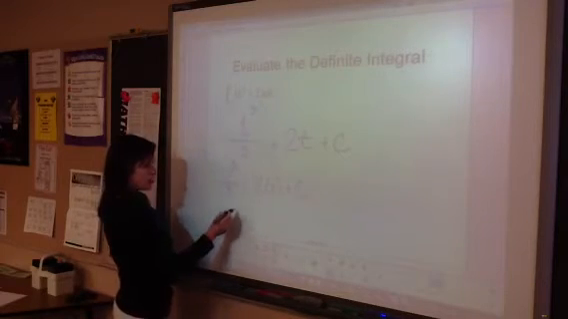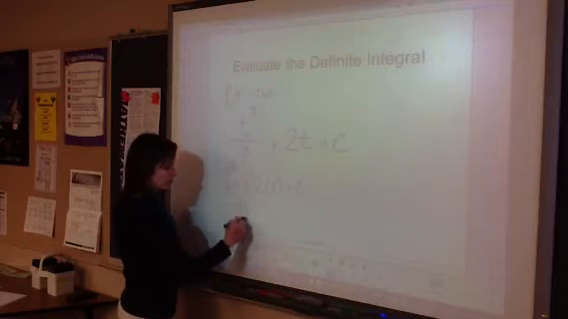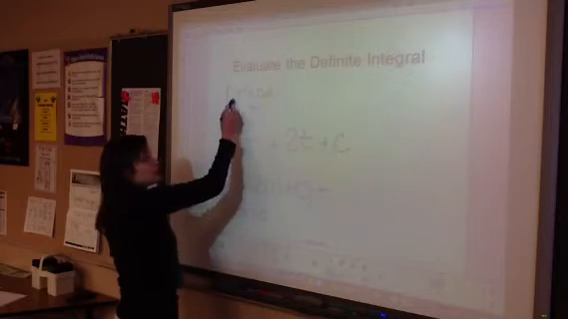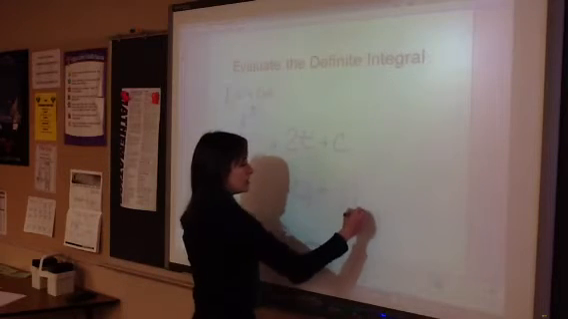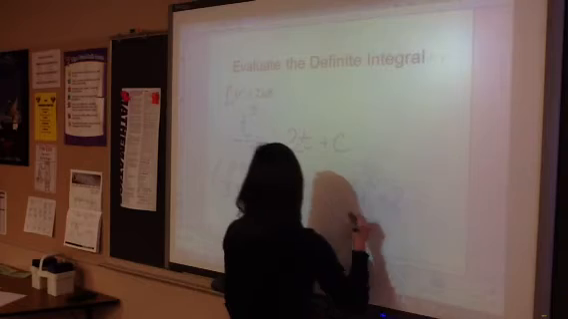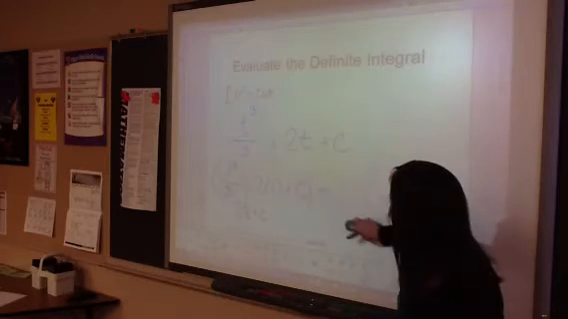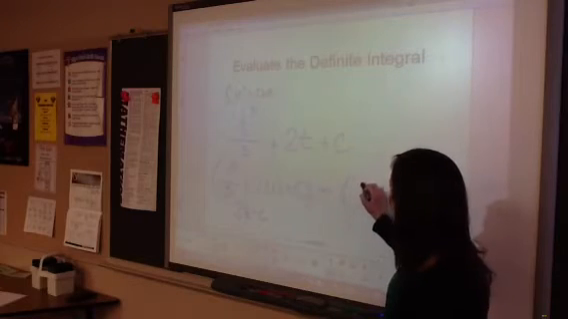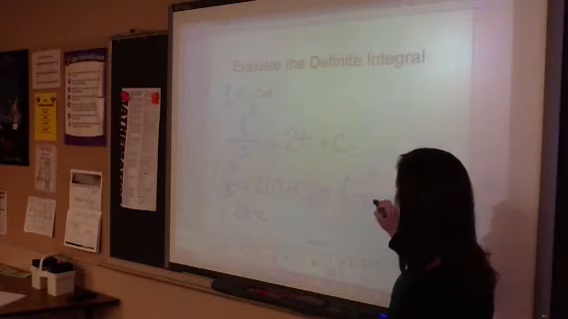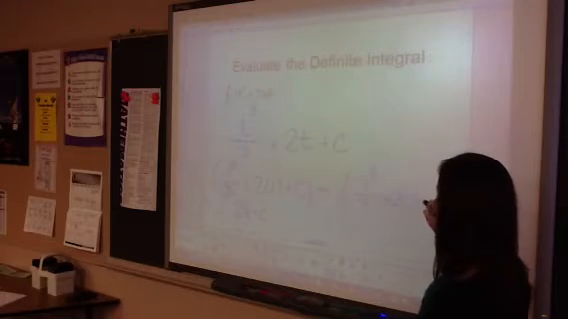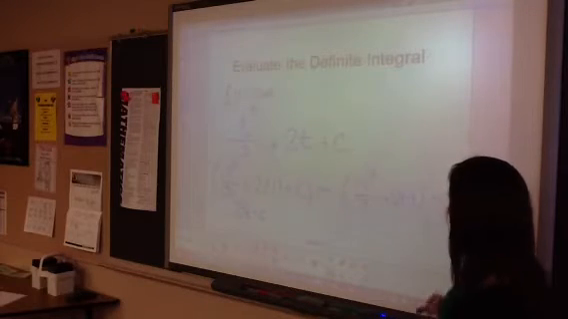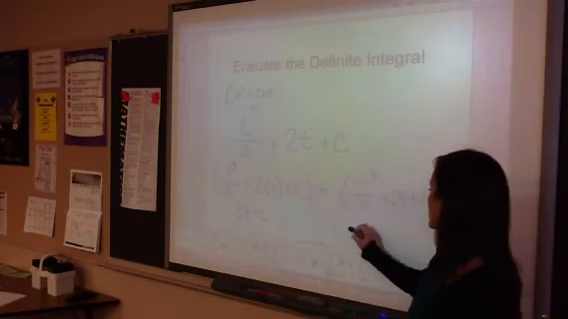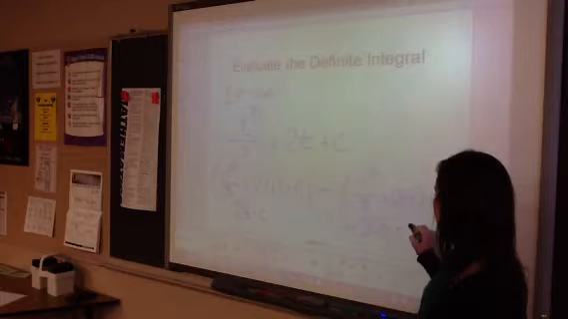And you get 1/3 plus 2, so 2 and 1/3 plus c minus, now we're going to plug in the bottom value of -1 squared plus 2. Oh, I'm doing it to the wrong one. I was plugging into the original. I need to plug into my antiderivative. So we got -1 cubed over 3 plus 2 times -1 plus c. So when we put in -1, you get -1/3 and -2. So you get -2 and 1/3 plus c.